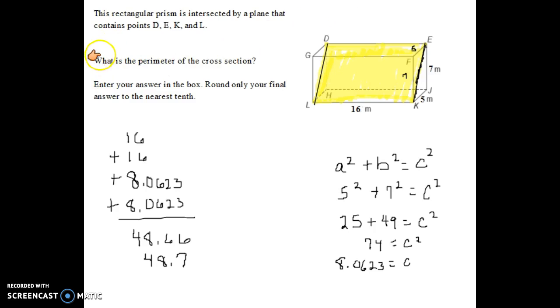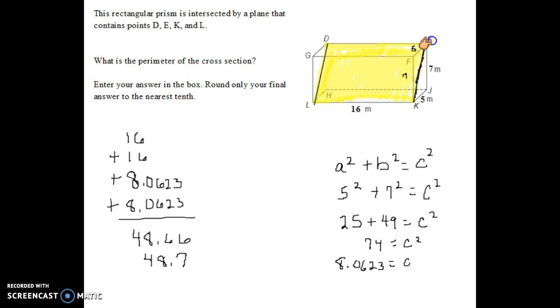The last question is a little different. You have to read this one carefully. It says the rectangular prism is intersected by a plane that contains D, E, K, L. It's a little hard to visualize because you've got to visualize this in three dimensions. If we have a plane that intersects D, E, K, and L, notice it's going to be diagonal. It's going to be a rectangle, but our side is this diagonal.